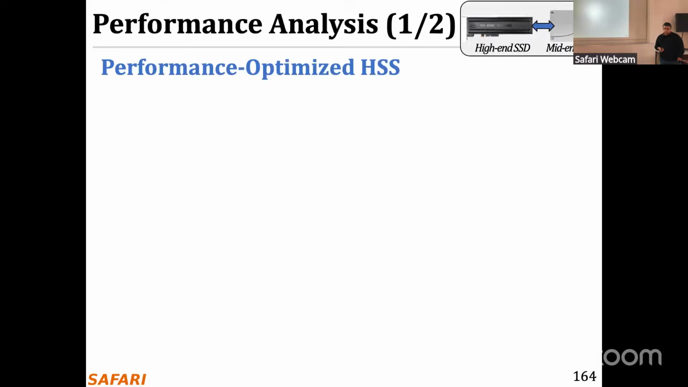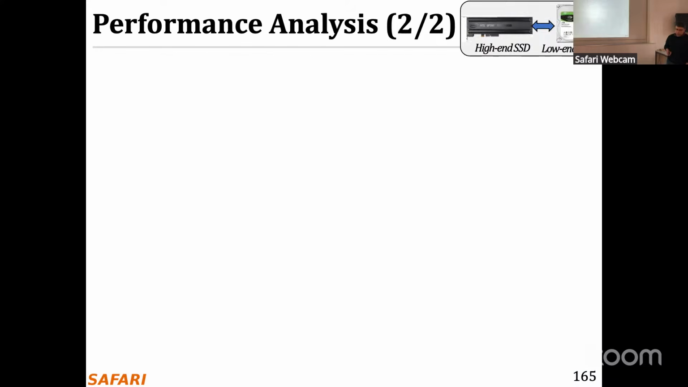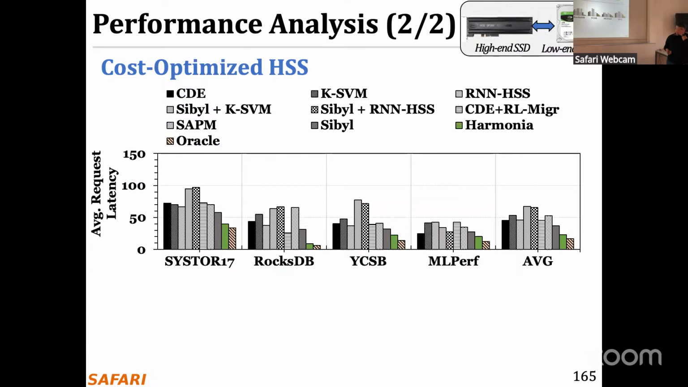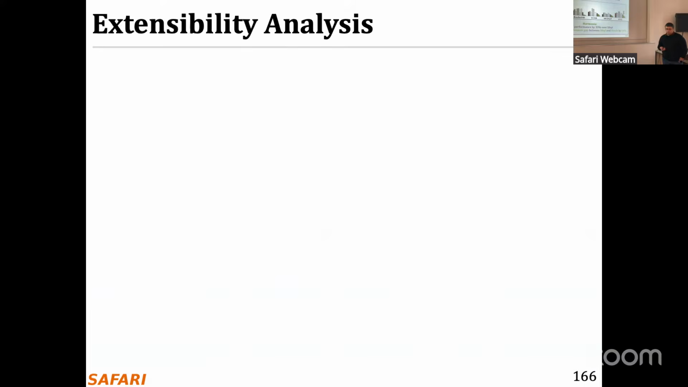So in terms of performance analysis, we see 32% improvement over Sybil, purely because we have a coordinated policy for both placement and migration. And we achieve 64% of an Oracle's performance. In terms of cost optimized HSS, we again see a significant improvement in performance. We see our 33% improvement. Again, we bridge the gap between Sybil and Oracle.